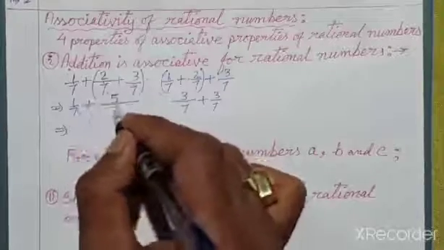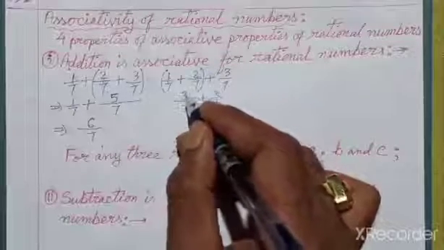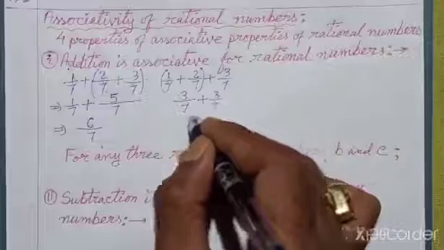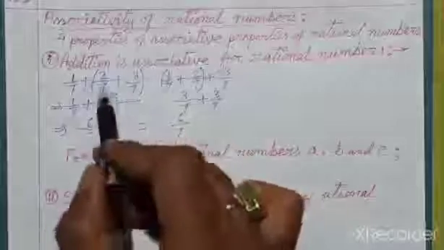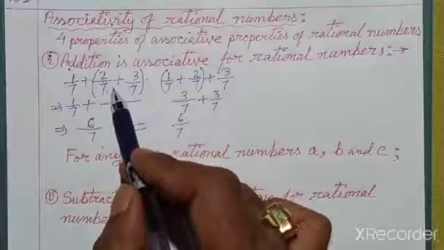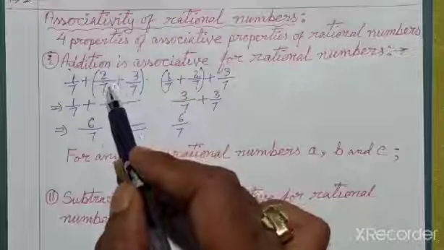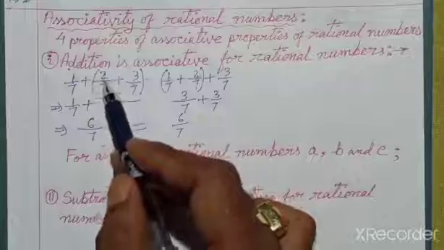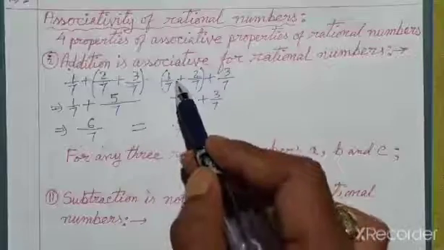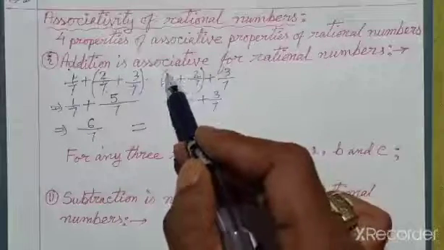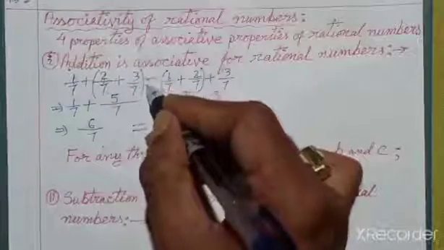If 1/7 and 5/7 are added together, then we are getting 6/7. In this case also, if we add together 3/7 plus 3/7, then we are getting 6/7. Both the answers are equal. Here we see that the addition of the rational numbers is done differently. Here 2/7 and 3/7 are added first, after that adding 1/7, and in the second case 1/7 and 2/7 are added first, after that we are adding 3/7, but both the answers are equal.